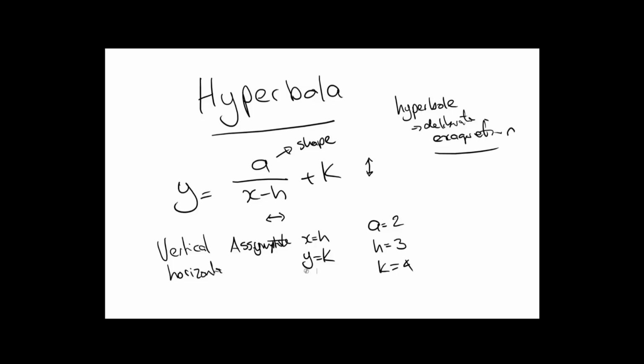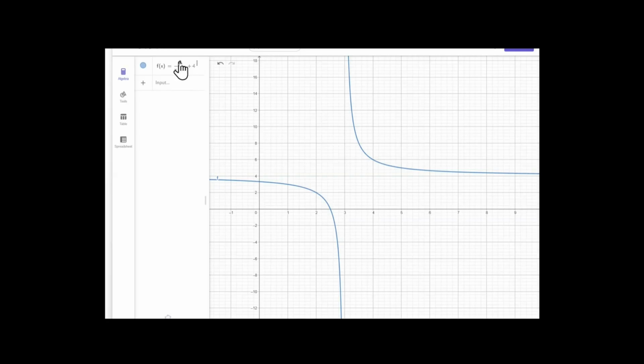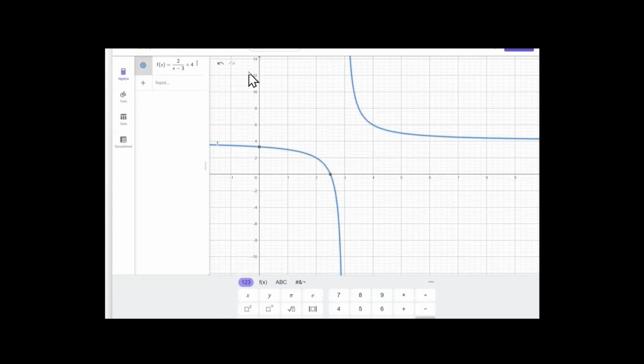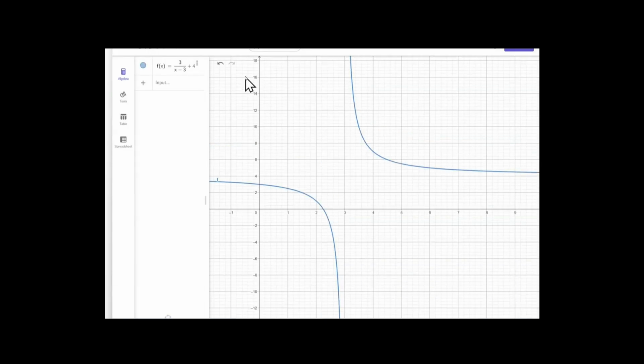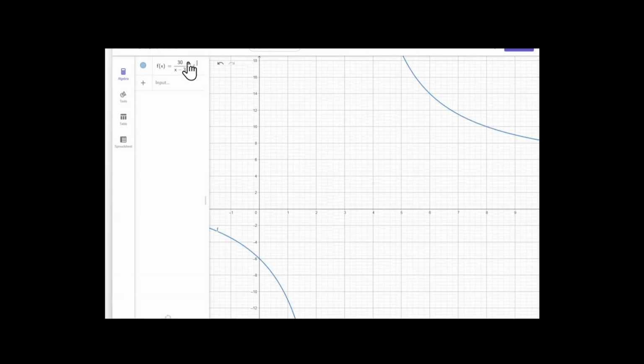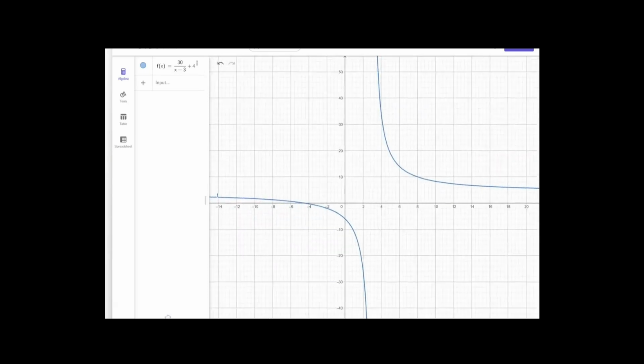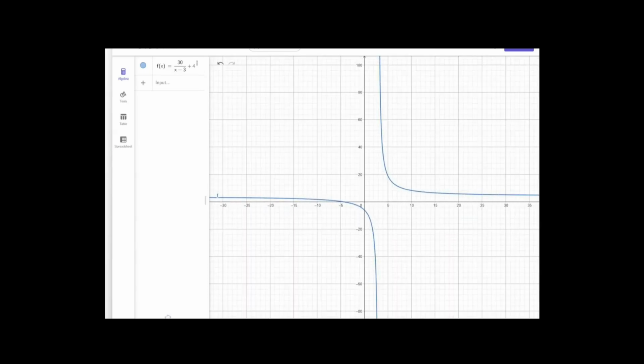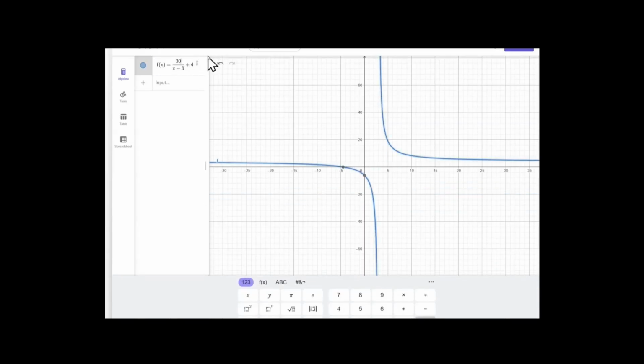Okay, let's go back to the original equation and see what happens when we change these values around. So what's going to happen when we change the 2 around? Let's change it to 3. So watch what happens. Not a lot's going to happen. It's going to be pretty subtle, but the shape is going to change a little bit. Let's do something really drastic. Let's change it to 30 and see what happens now. It's going to kind of pull these things apart. The scale is going to be much bigger now. Okay, let's go back to 2.